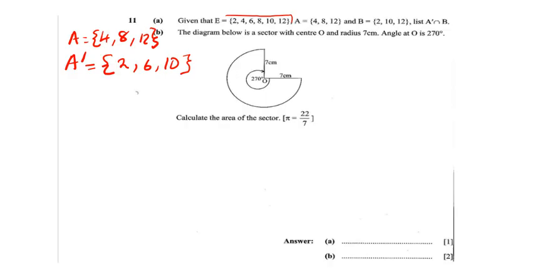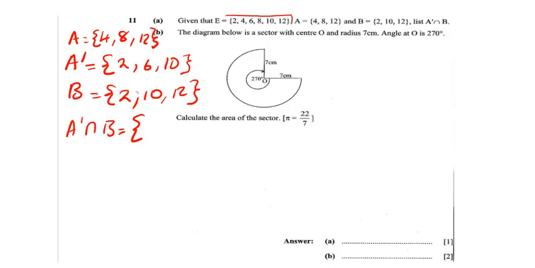Now, you list B. They have said intersection B, right? You also list B like that. So B is 2, 10, and 12. Now, they want intersection. So A complement intersection B is given by, you look for what is common, which is 2 and 10, like that. So that is your answer. A complement intersection B is equal to 2, 10. That is your answer.